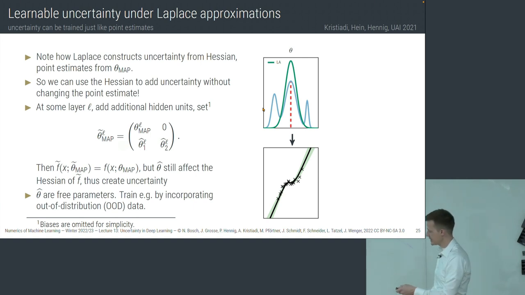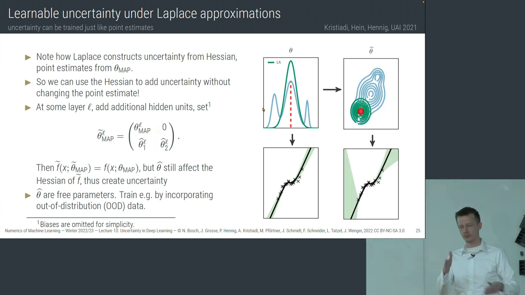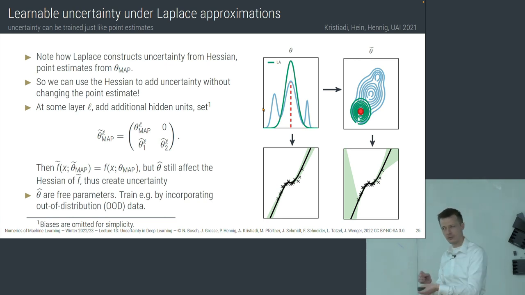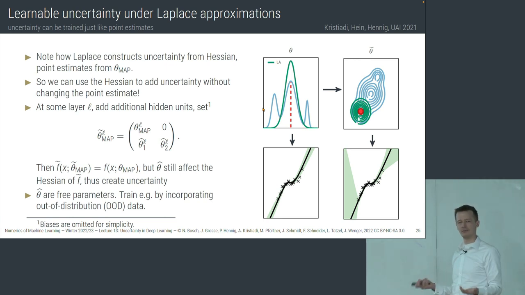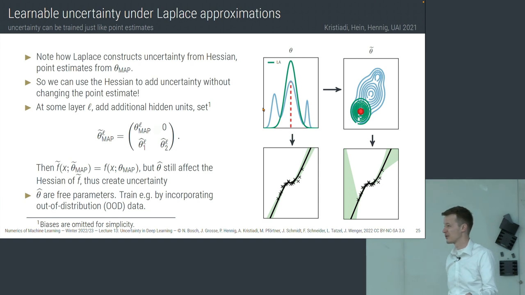But because this means that we're introducing new parameters, theta hat, into the network, there will be new rows and columns in the Hessian, in the Laplace approximation. And those rows and columns contain numbers, even if we just track the diagonal, that we can tune. But the only thing left to think about is how we could tune them. And that actually requires you to think a little bit about your data, right? You basically need to write down a loss function that says where you want to be uncertain.